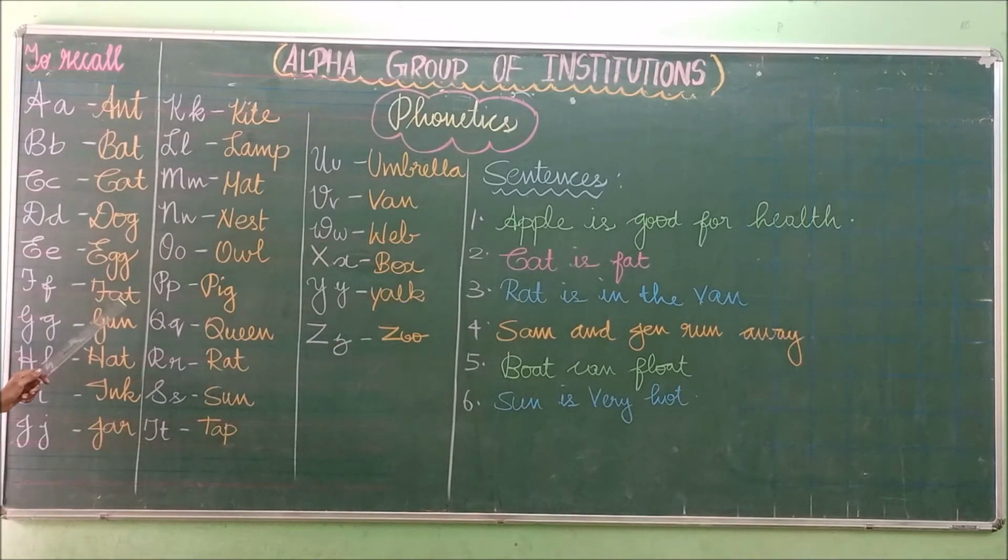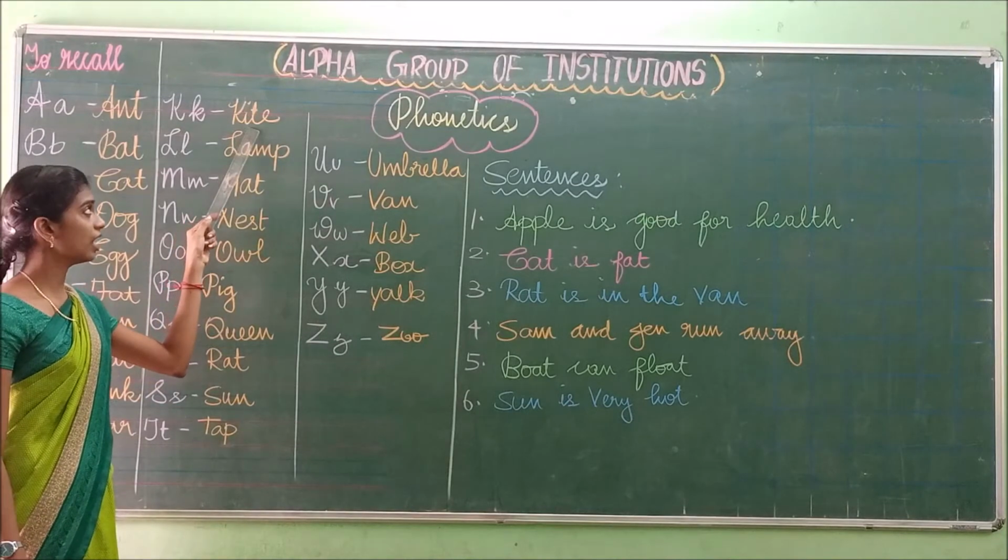And the next one is fat. F, A, T, fat. And the next one is gun. G, A, N, gun. And next one is hat. H, A, T, hat. And next one is ink. I, N, K, ink. And next one is jar. J, A, R, jar.